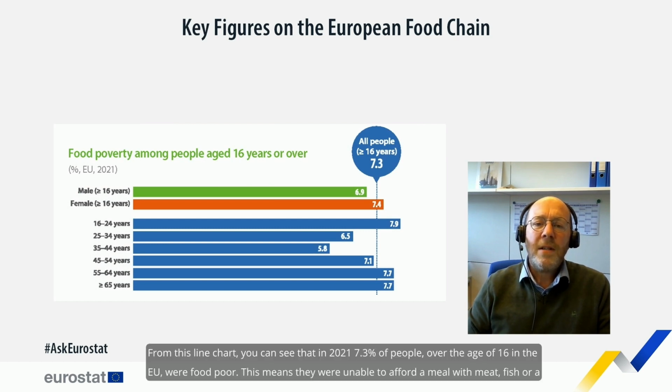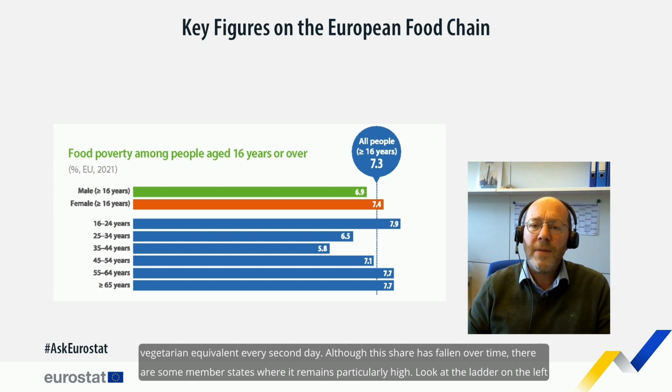From this line chart, you can see that in 2021, 7.3% of people over the age of 16 in the EU were food poor. This means they were unable to afford a meal with meat, fish, or a vegetarian equivalent every second day. Although this share has fallen over time, there are some member states where it remains particularly high.